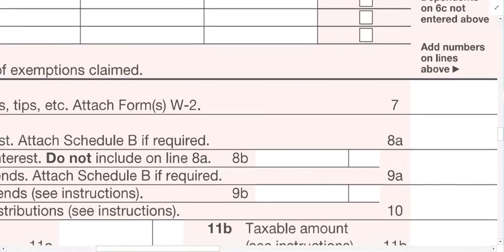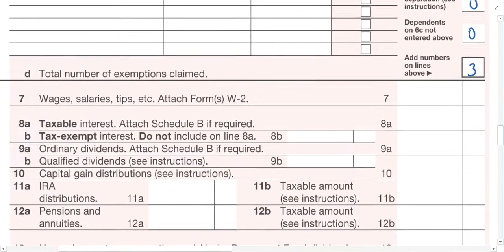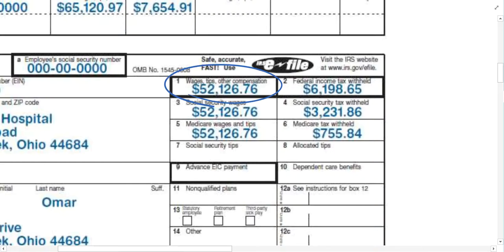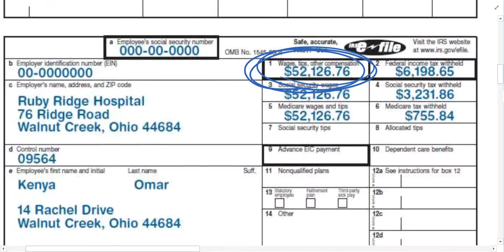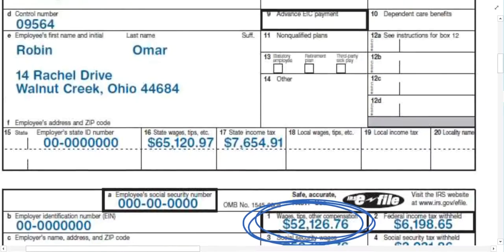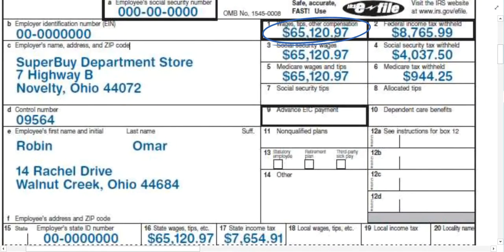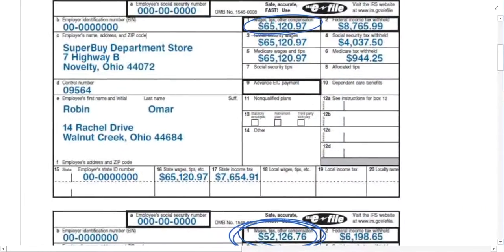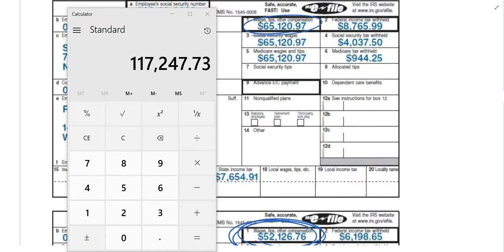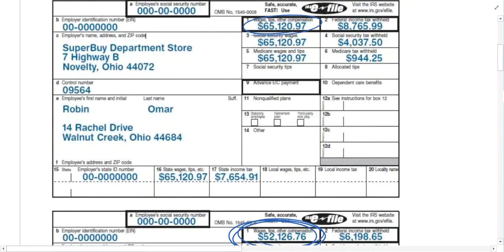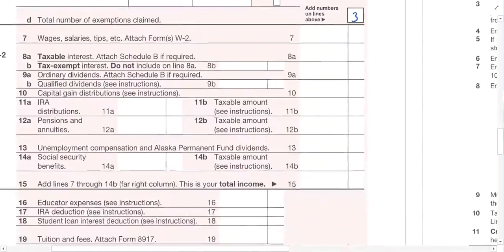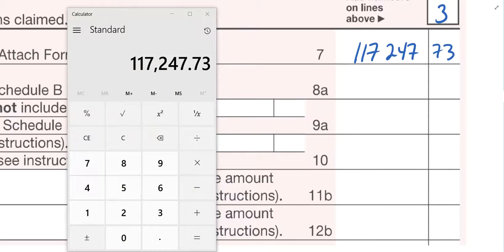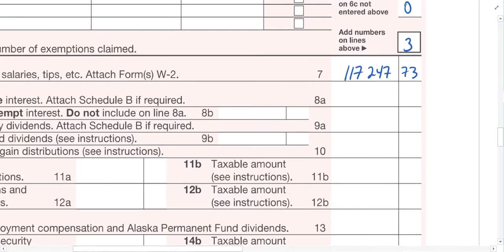Now for line 7, we need to add together all wages, salaries, tips, etc. from the W-2 forms. Well, we've only got 2 W-2s, and here's Kenya's W-2, $52,000, and here's Omar's W-2, $65,000. So we need to add those 2 numbers together. And I did that off camera, came up with $117,247. So let's get that written down here. Okay, really good income for a couple here.